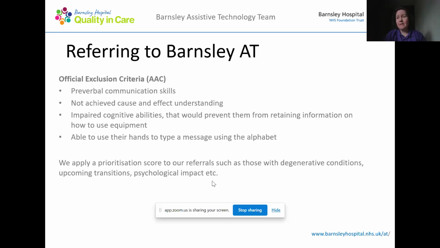But we'll definitely go through some things a bit later on as well that might be helpful, other options too.